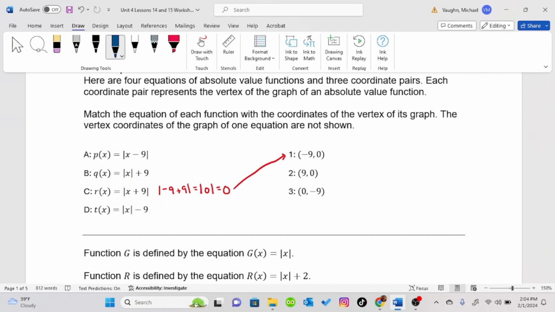Number 2, we have 9 for x and 0 for y. If we try A, 9 minus 9 is 0, and the absolute value of 0 is 0. So this matches. Absolute value of 9 minus 9 equals the absolute value of 0, which equals 0, and matches number 2.